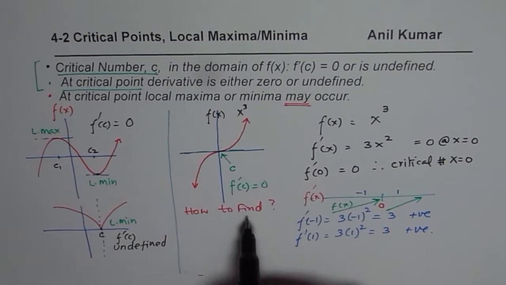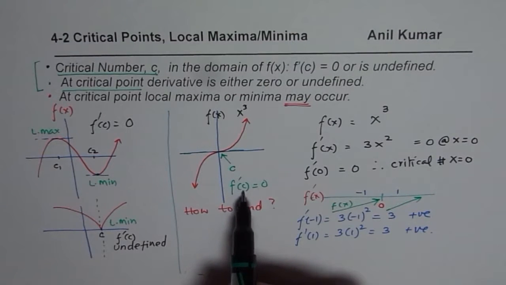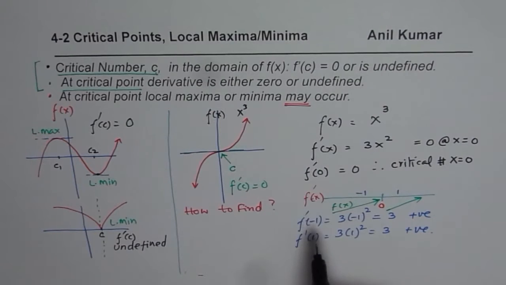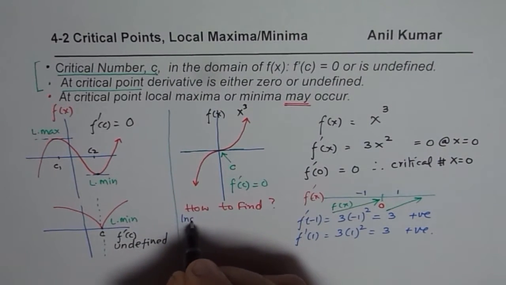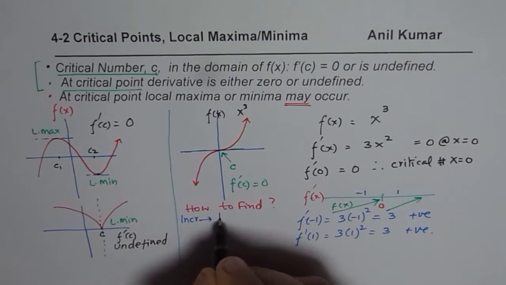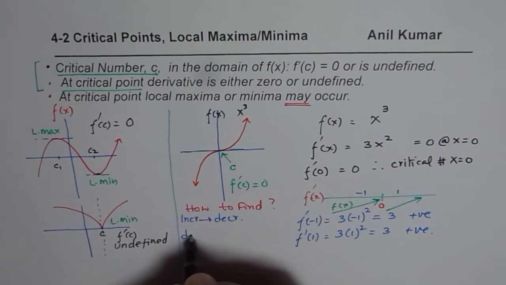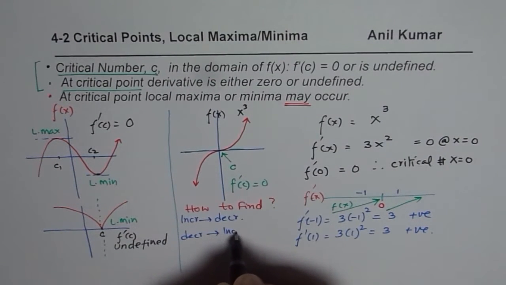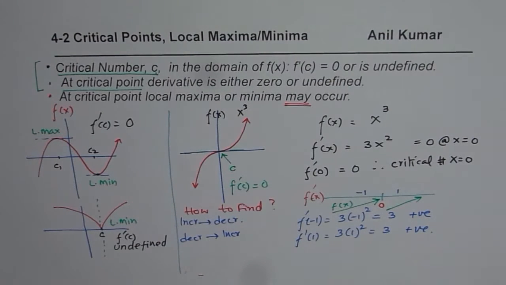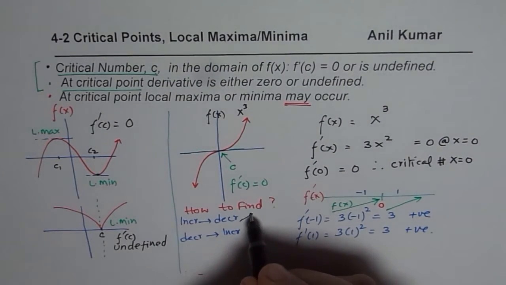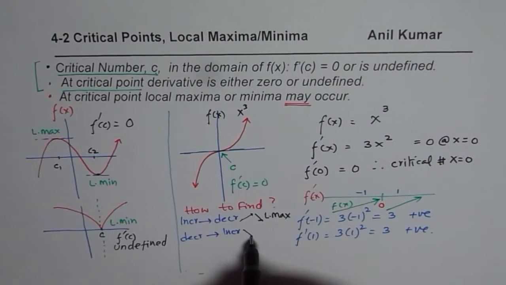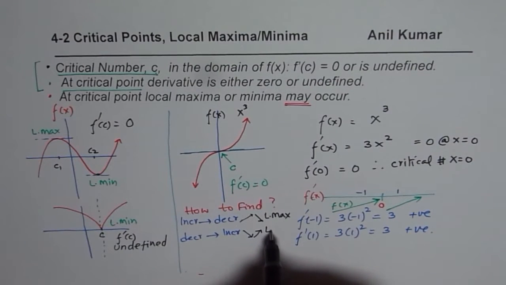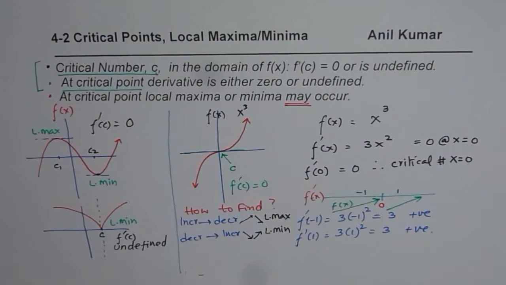So how to find whether the critical number corresponds to a local maximum or minimum is to analyze the derivative itself. Either it should change from increasing to decreasing, right? Or it should change from decreasing to increasing, right? If it changes from increasing to decreasing, kind of like this, we have a local maxima. Is that okay? If it changes from decreasing to increasing, we have a local minima. You get the idea, correct?